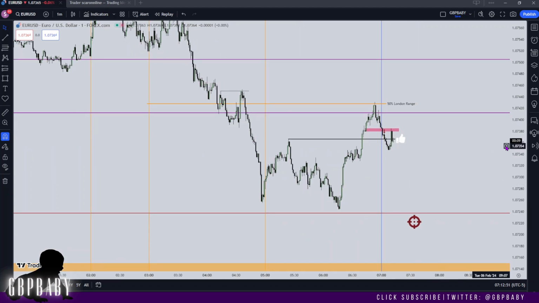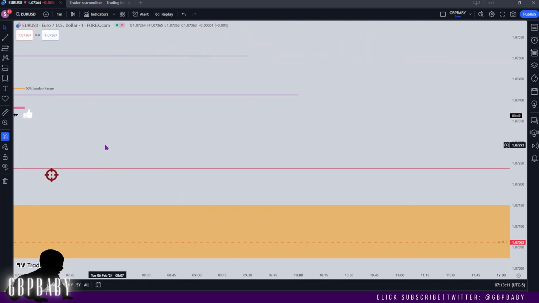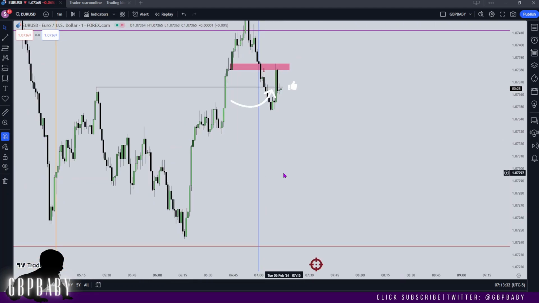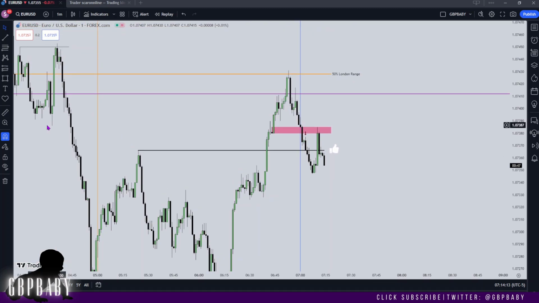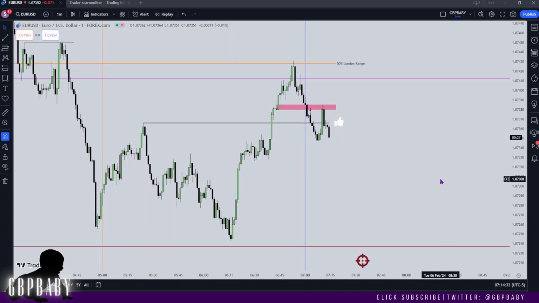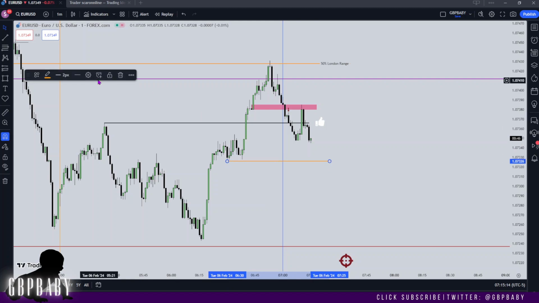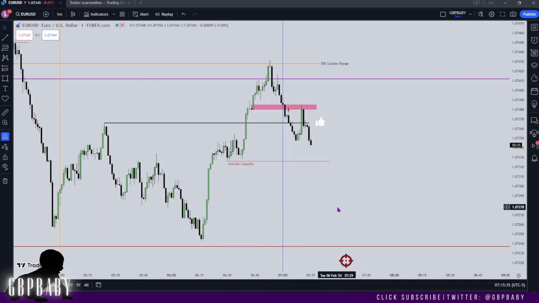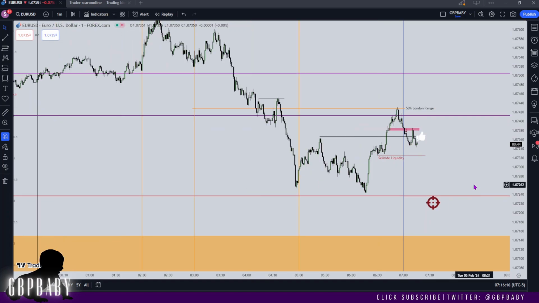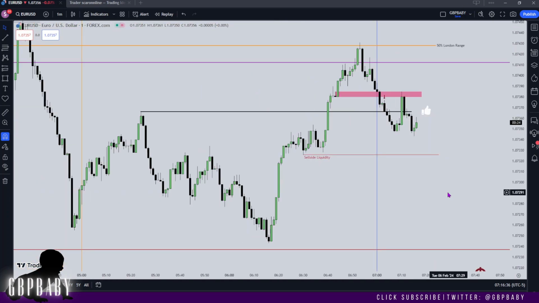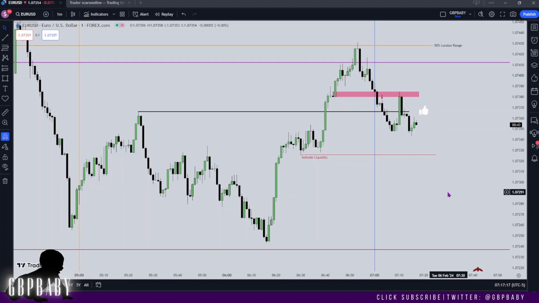And I put a little white thumb there just to show that I'm happy that it closed below that black line I have marked out. The fact that we closed below that, I was happy to see. So here I'm just delineating south side liquidity. You'll notice there's a little consolidation there as well. I also marked that out, because I'm anticipating price to draw down into that.